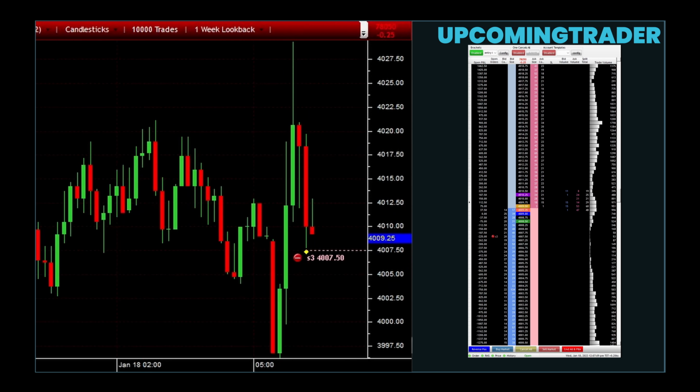Once you have that volume confirmation, you can confidently enter the trade in the direction of the breakout. Just make sure the volume is there to back it up. If you do not see increased volume, the breakout might be weak or even false, which means the price could quickly reverse and move back into its previous range.